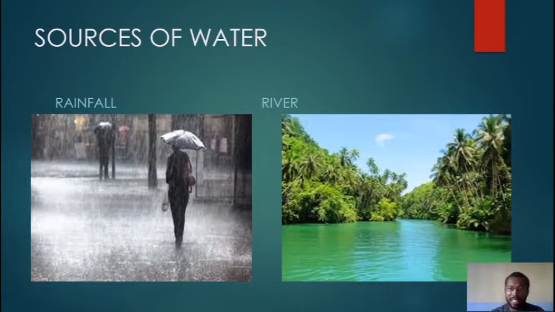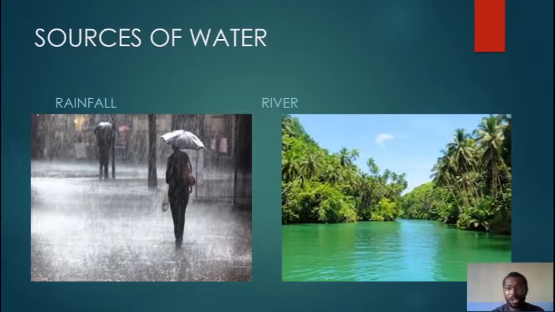Now, the next is river. Some of you also ask, but this water is green in color. No, the water is not green in color. The reason why it looks as if it is green in color is because of the trees around it.